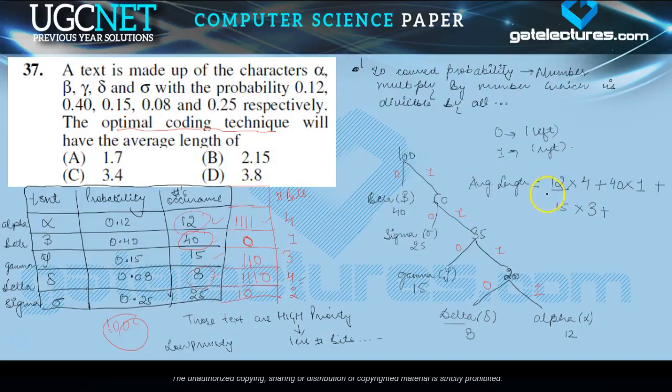So for alpha it is 12 by 100 into 4, plus 40 by 100 into 1, plus 15 by 100 into 3, plus 8 by 100 into 4, because the number of bits of delta is 4, plus 25 by 100 into 2, because the number of bits of sigma is 2. And we get finally 2.15, the average length required in the given question. The answer is B.